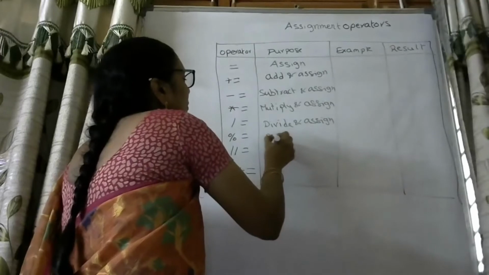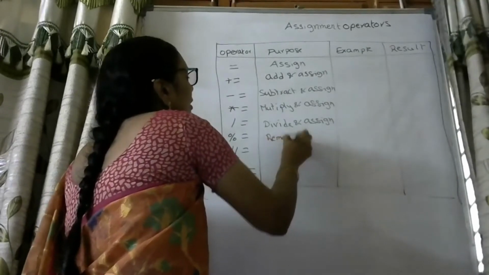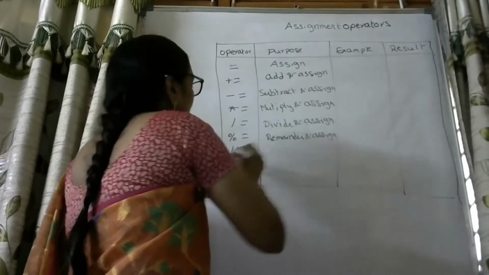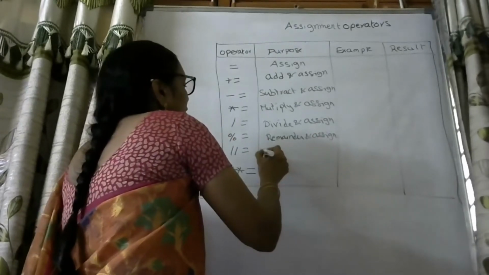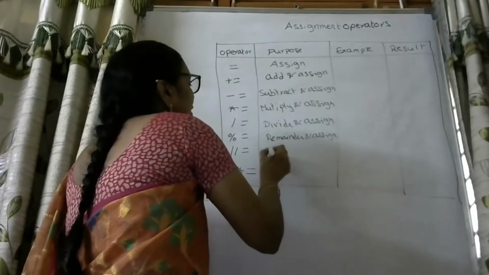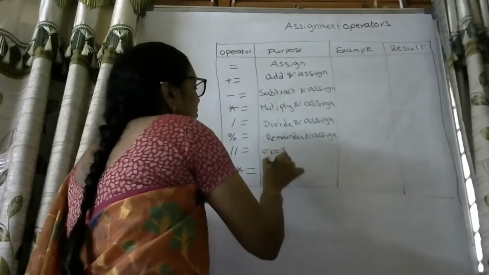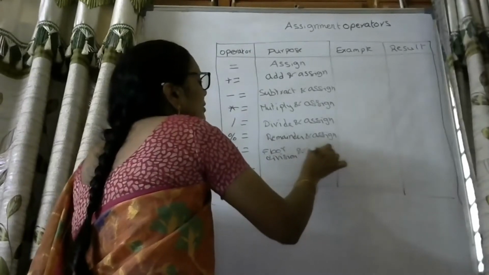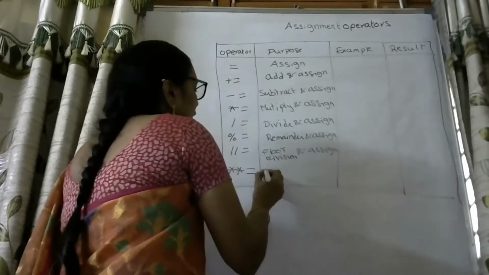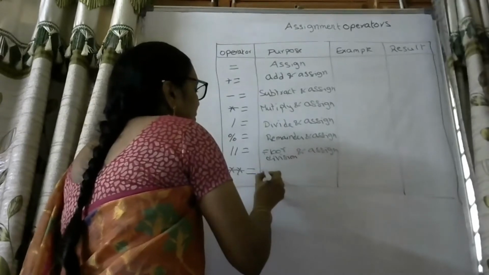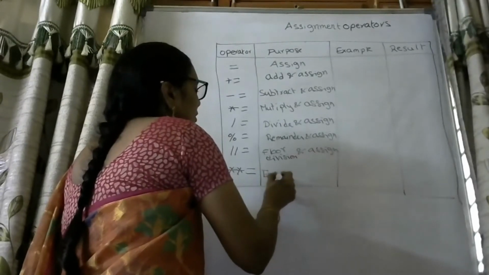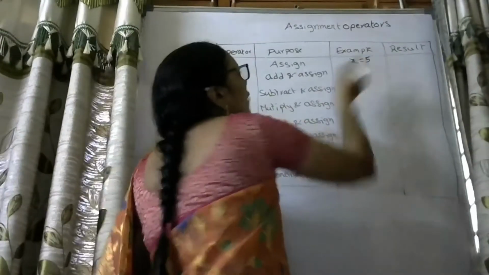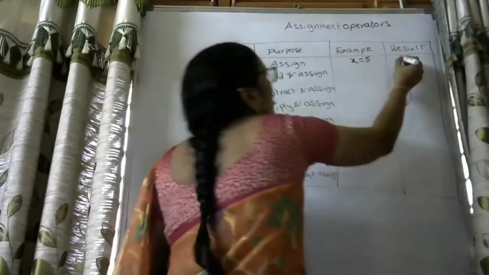Remainder and SI. Floor division and SI. Exponentiation to 5. The result will be also the same.